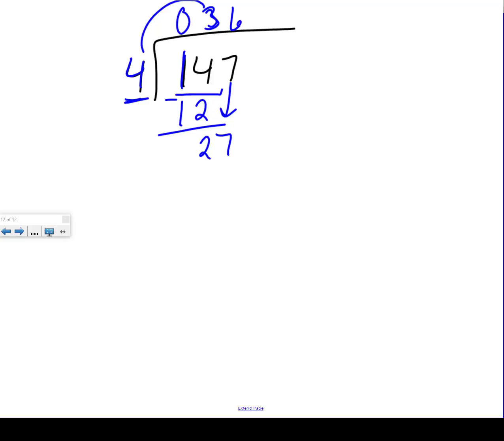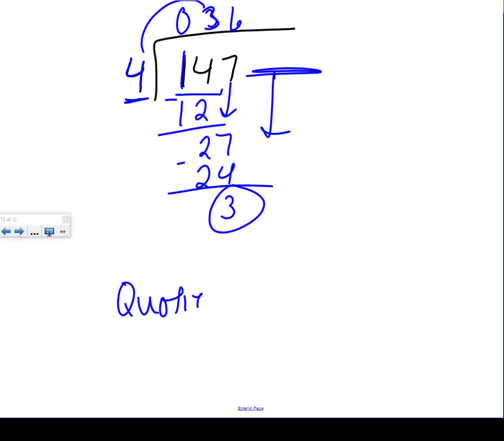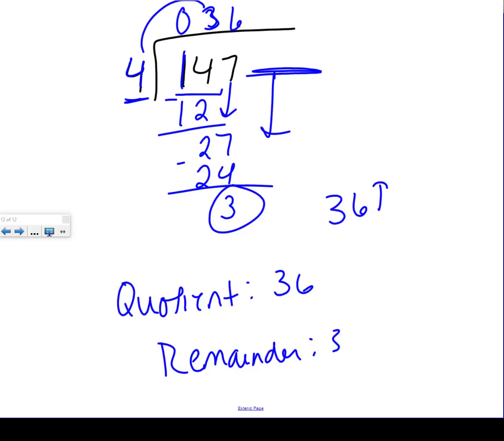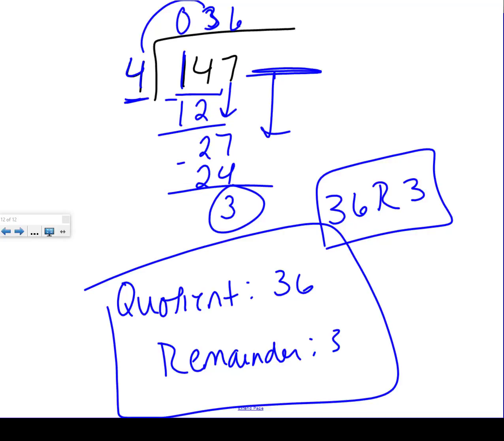It goes 6 times. 4 times 6 gives me 24. I'm going to subtract the 27 minus 24 and I get 3. Notice that there's no other numbers up here for me to bring down. So it means that the 3 is also a part of my answer. The quotient, the answer to our division problem, is 36 with a remainder of 3. So you can also write this as 36 with a big R and then 3. So both of these things are the correct answer.